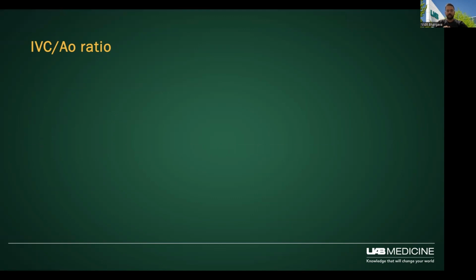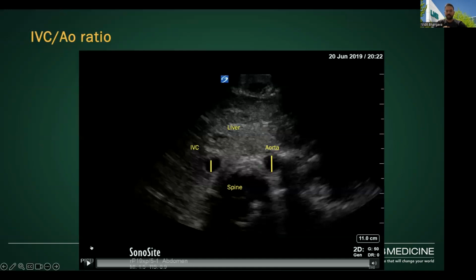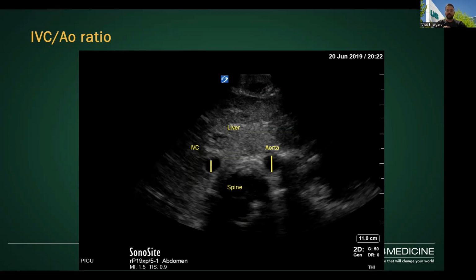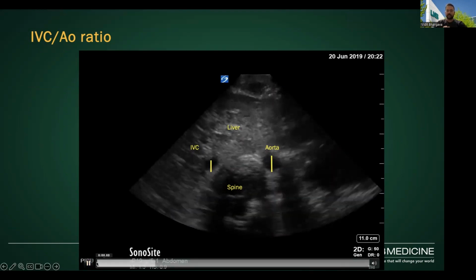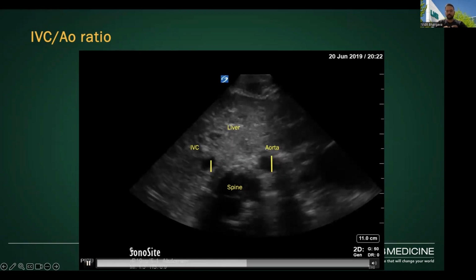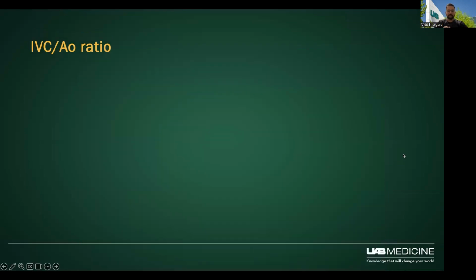However, when I do have to do the IVC aorta ratio, I prefer to do it in the transverse or the short axis. And so the probe is turned 90 degrees from the long axis of the IVC, and then the IVC and aorta diameters are compared side to side, and the maximum diameters of both are measured and compared to obtain this ratio.